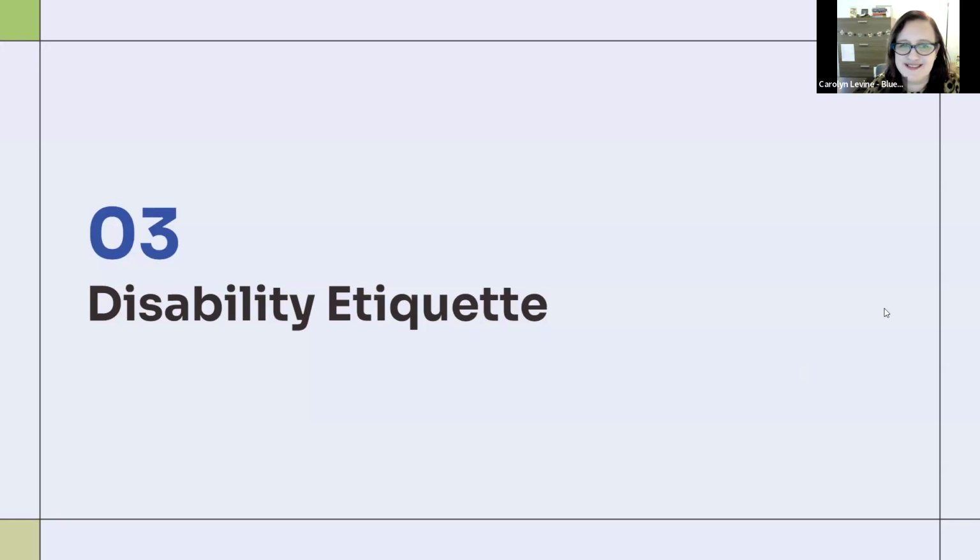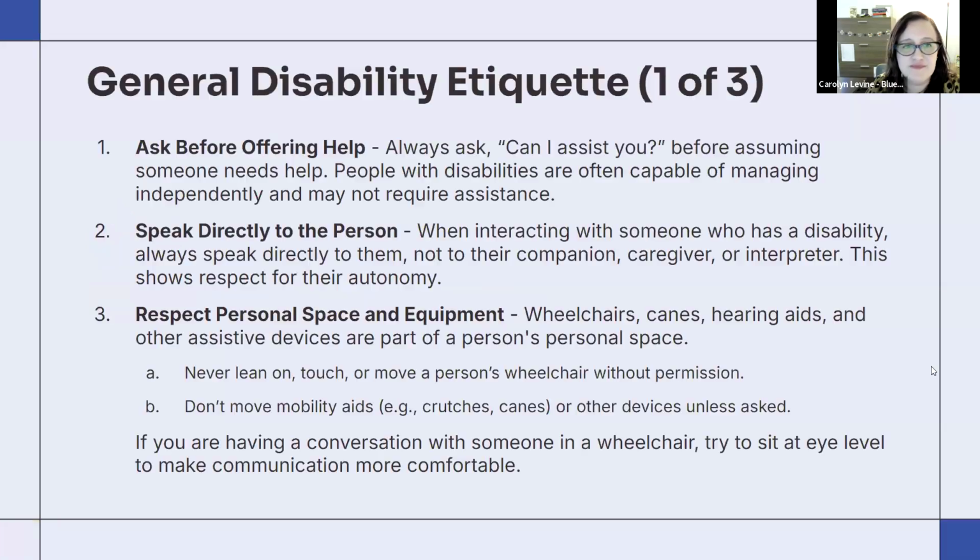All right. So moving on to disability etiquette. Again, this is going to be general disability etiquette that you could apply to a lot of different groups of folks. But if you want some more specific etiquette for specific populations, please let me know. That information is out there.